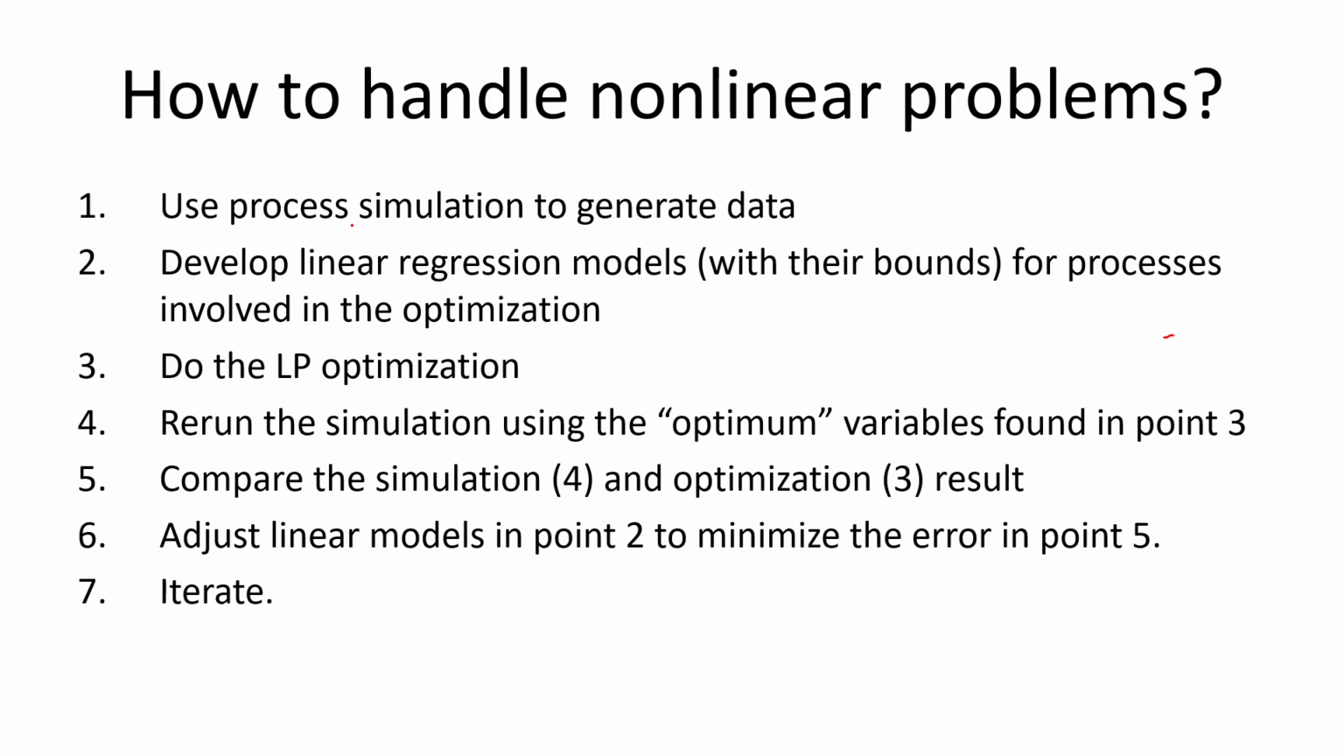So together, the good data and the good process simulation model can be used to generate a lot more data for better understanding of how the system works. And then from this data, you develop a linear regression model, like I mentioned, with the bounds, and use this model to do an LP optimization, as a site wide, if you will. And once we get this, obviously we have the optimum independent variables. So put these optimum independent variables into the process simulation model that you have, and then you will get the results from that simulation.